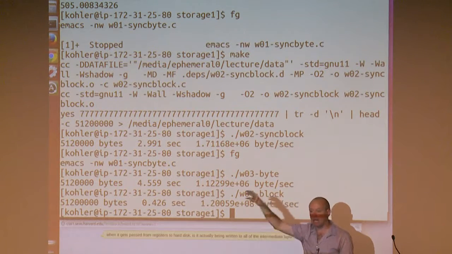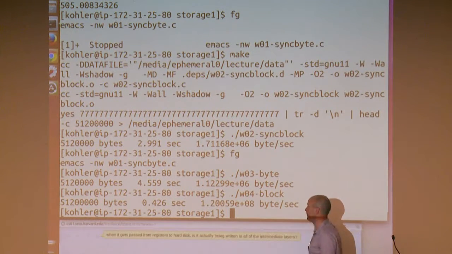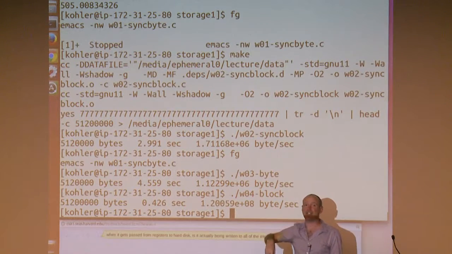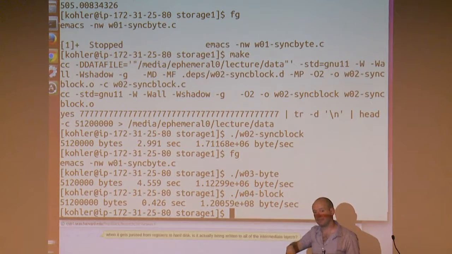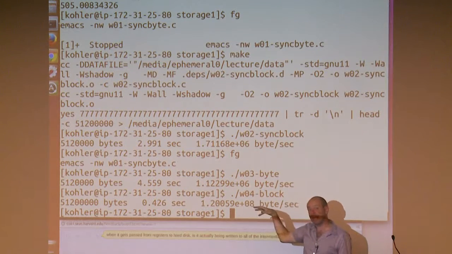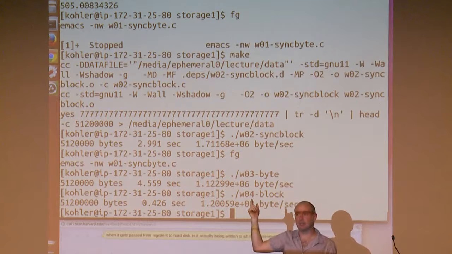Okay? So I've mentioned that system calls are expensive. They're this expensive. The difference between W03 byte and W04 block has to do with making fewer system calls. But the operating system is clearly doing something clever. That's the reason why W01 sync byte is so much slower.